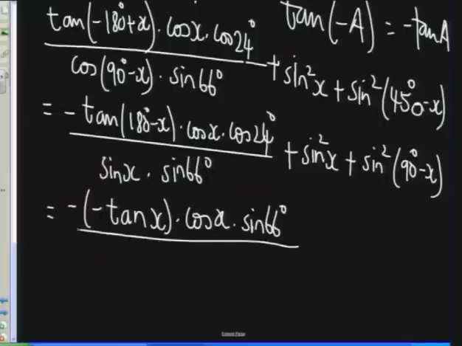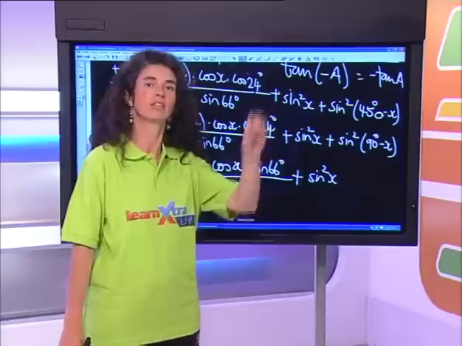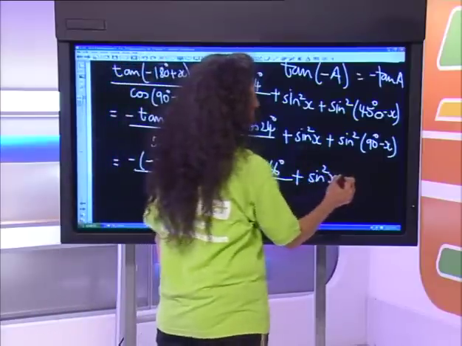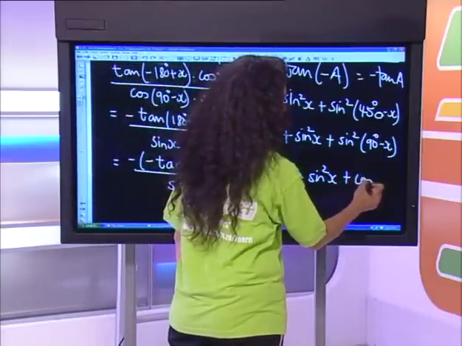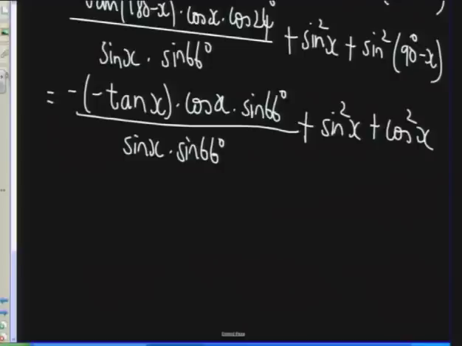And then I'm going to get that all over sine x, and that's going to be sine 66. Then I need to add on a sine squared x, and I have a 90 degree. 90 is a complement, so I'm going to use the cofunction rule, complement, cofunction. So that becomes the cofunction, which is cos squared x. Then, from there onwards, how else can we simplify this?